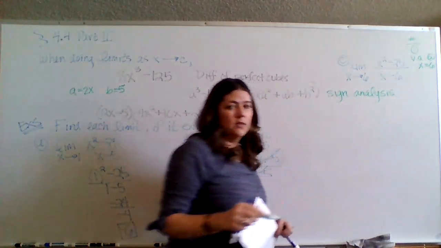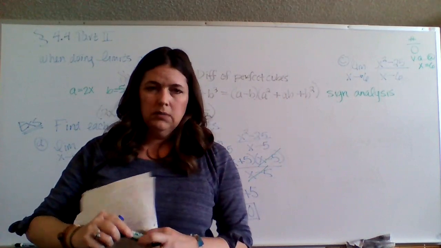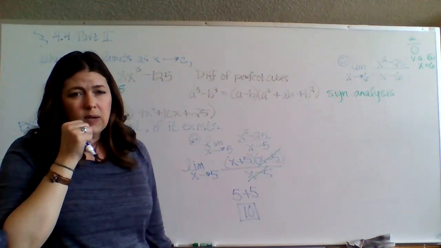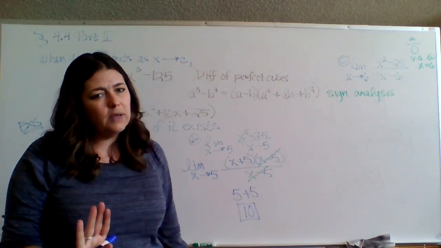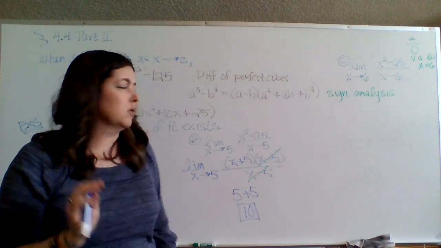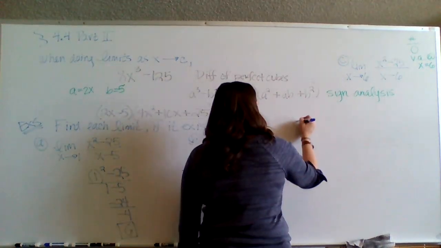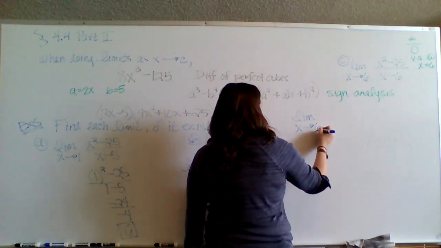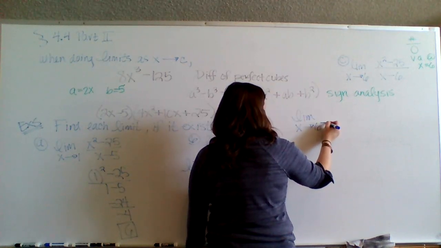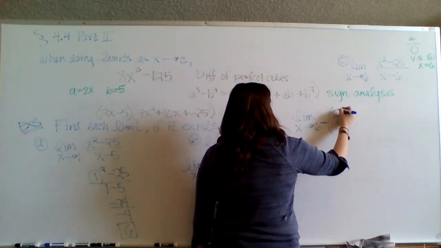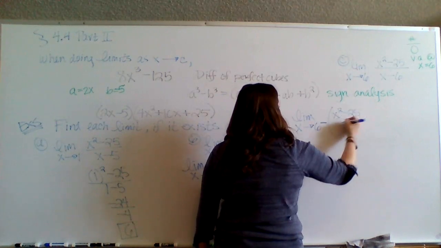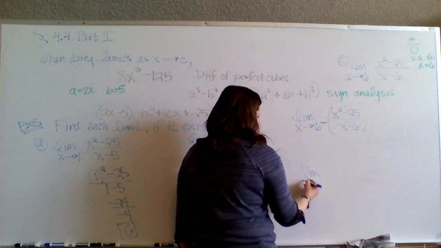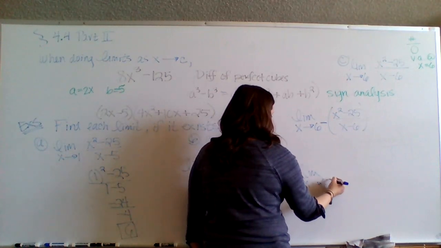Okay? And again, the notation is a little weird and you have to get used to it, but the idea of sign analysis is, we don't have to necessarily graph it if we can run the sign analysis and think it through. So we want to find the one-sided limit and do the limit as x is approaching 6 just from the left-hand side of this rule, x squared minus 25 over x minus 6. But then we're going to want to do the limit as x is approaching 6 from the right-hand side.